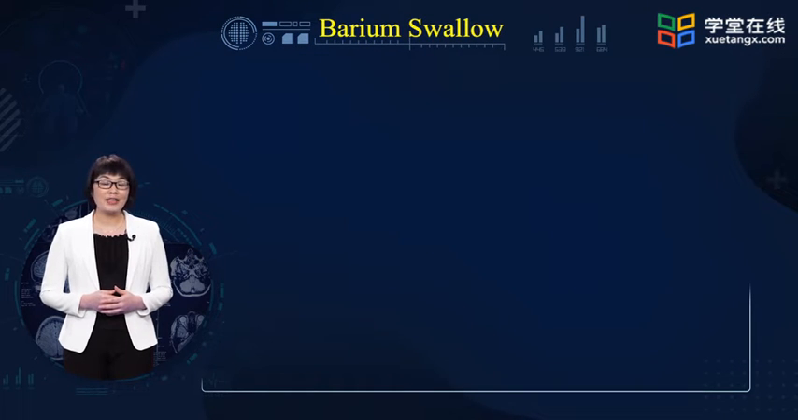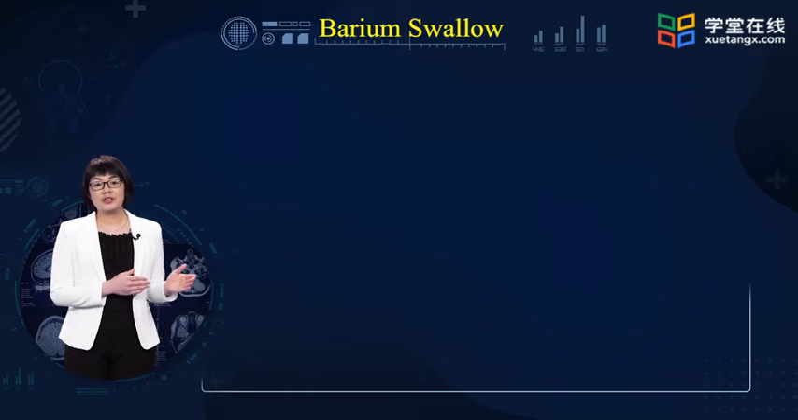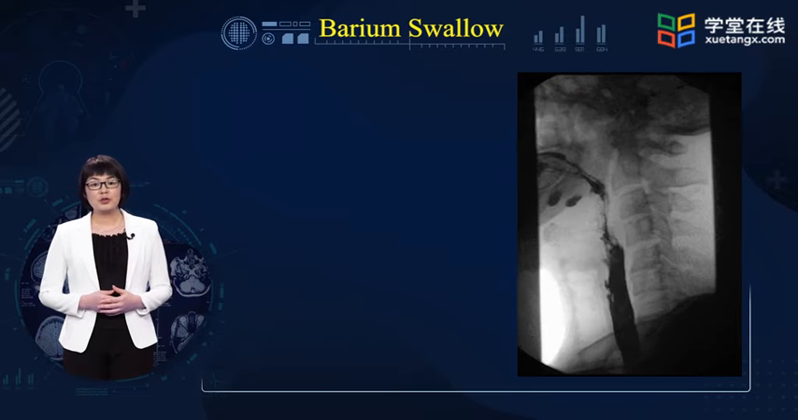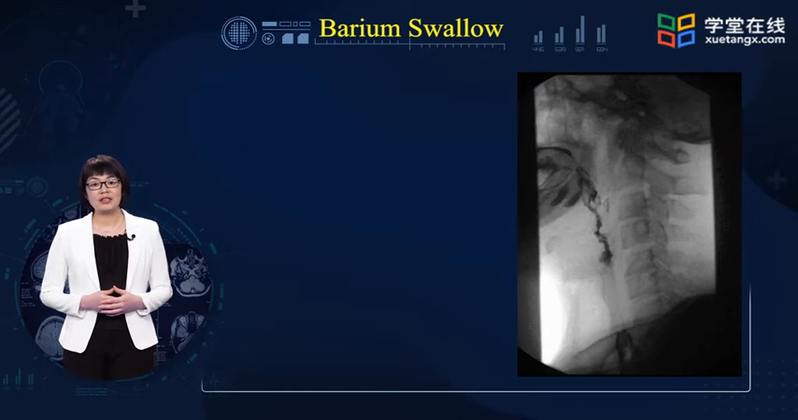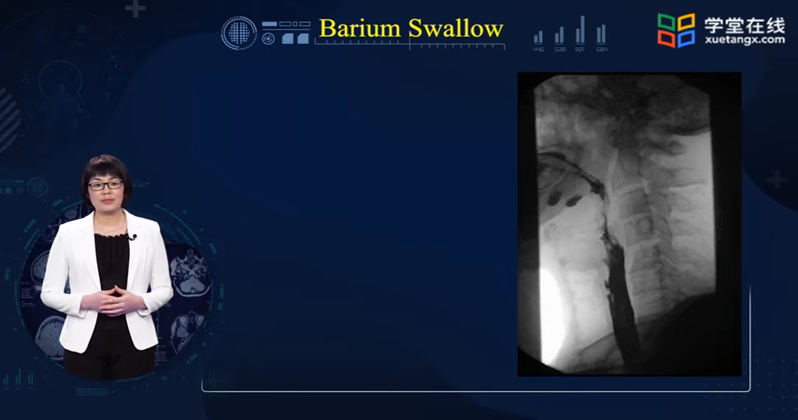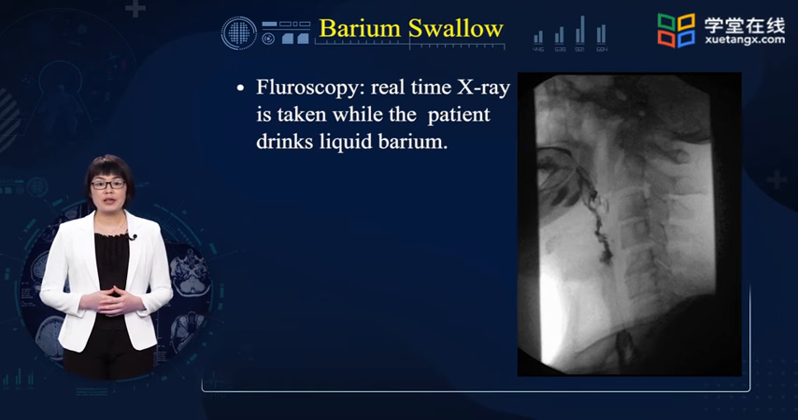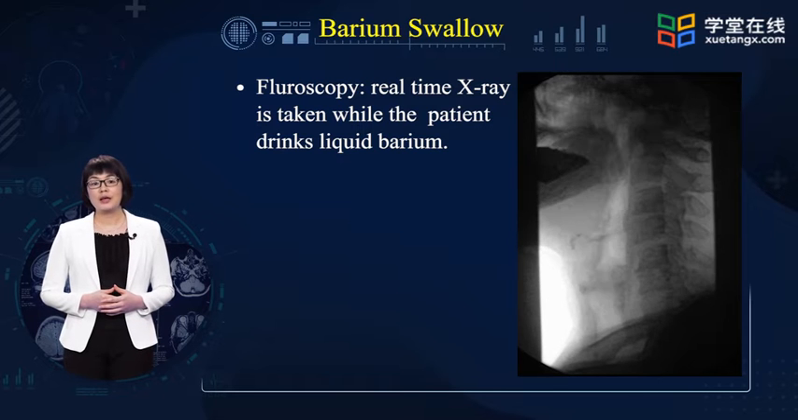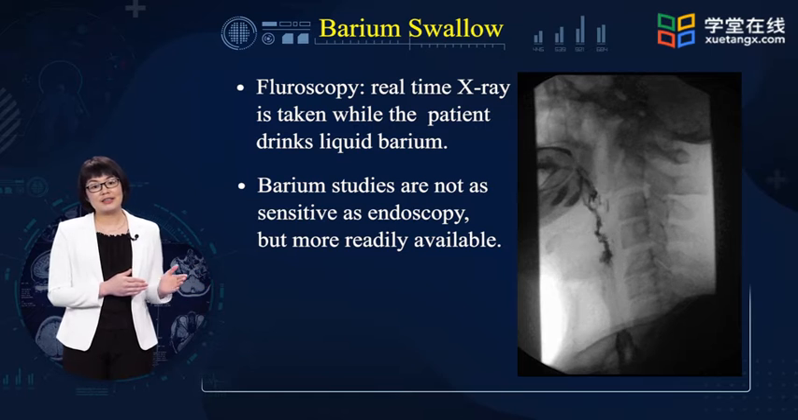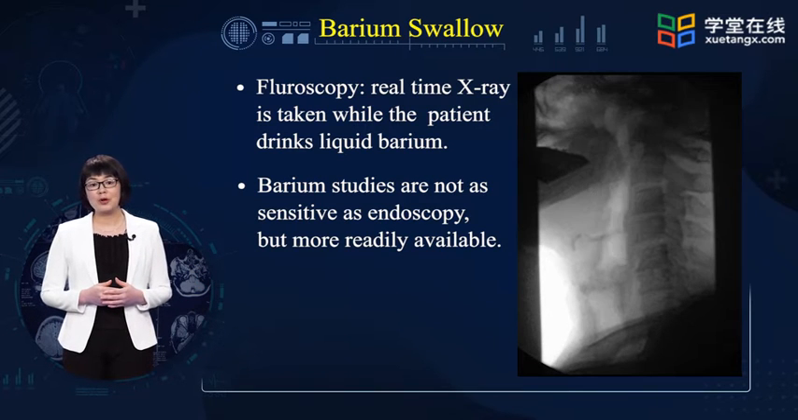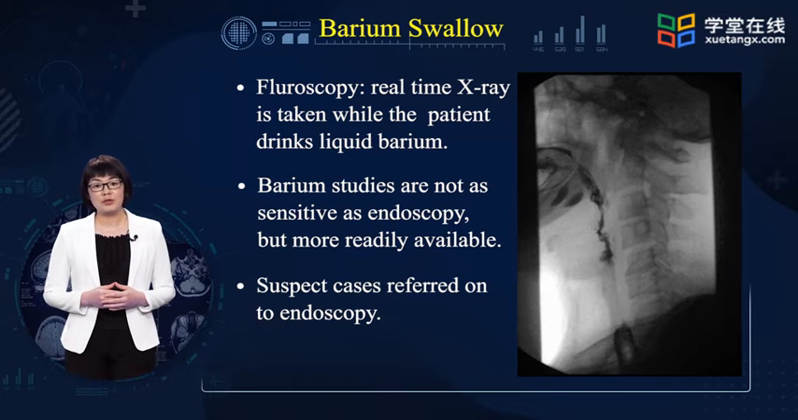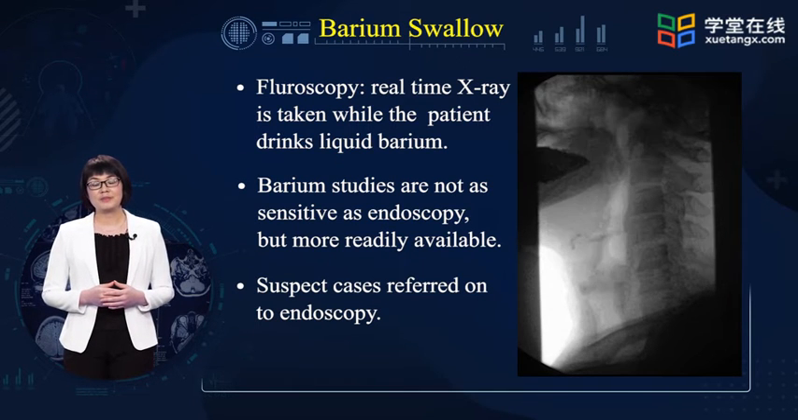Let's say more about Barium examination, which is the main content of this section. Barium examination continues to be the primary radiologic modality for evaluating the structural and functional abnormalities of the GI tract. With fluoroscopy from several projections, real-time X-ray can be obtained while the patient drinks liquid Barium. Though it is not as sensitive as endoscopy, it is more readily available. Suspicious cases can be referred on to endoscopy for further confirmation.